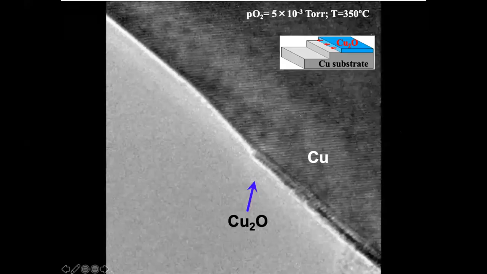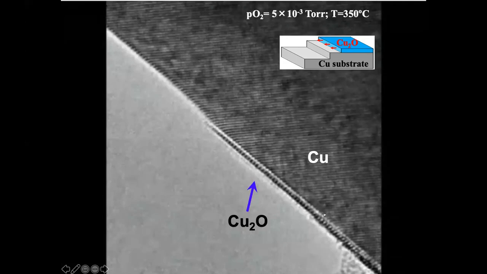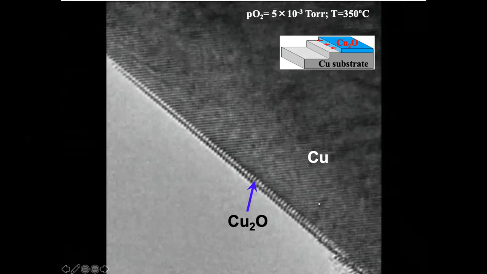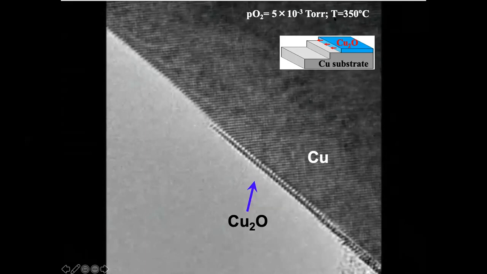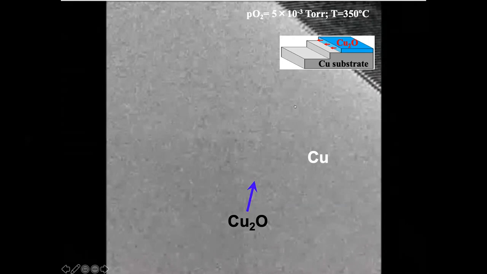If you look here, this is an in situ TEM video. This is copper, and this is a monolayer of Cu2O, and the surface is stepped like this, okay? You can see the oxide growth through step flow of the oxide layer toward this corner region. The oxidation condition for this case is a temperature of 350 degrees C and an oxygen partial pressure of about 10 to the minus 3.